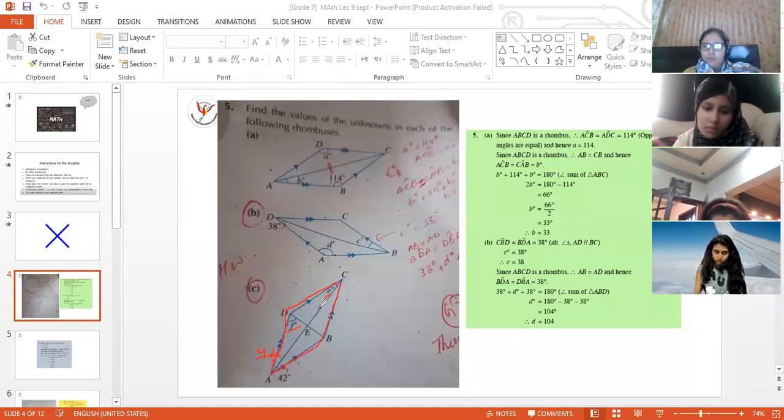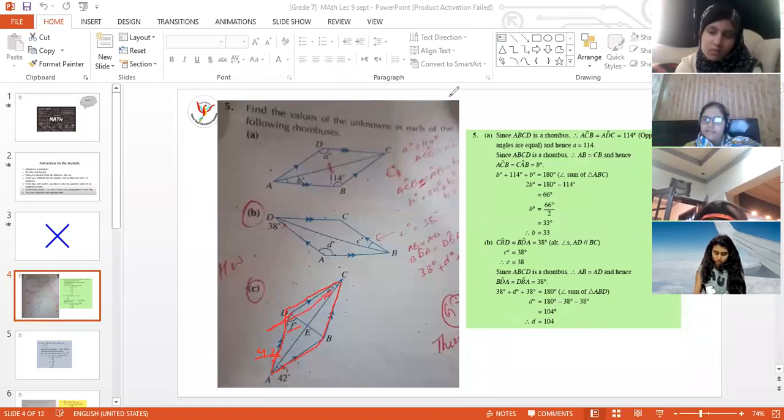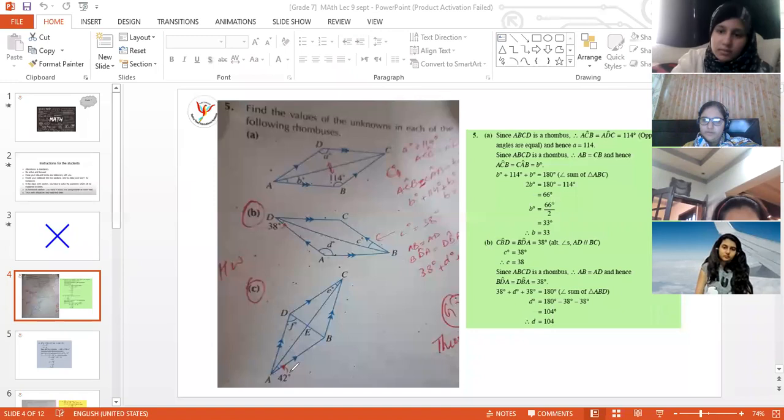Then the main point is what will be E degree if this is a, yes, Zaina. Yes, Zaina. Ma'am, why have you taken the angle next to 42 as 42 degree? Children, see this. This is the arrow. Okay ma'am. It is already on the book. So if this is 42 degree, this will also be 42 degree, right?